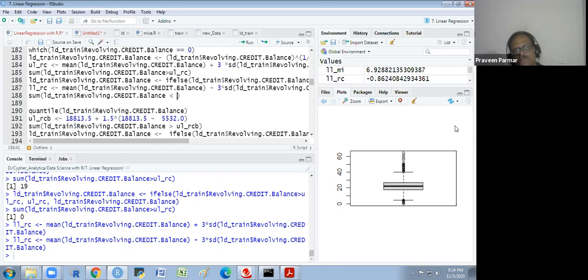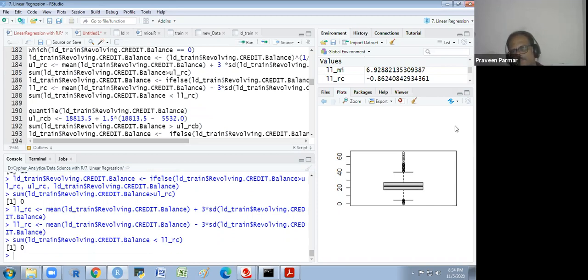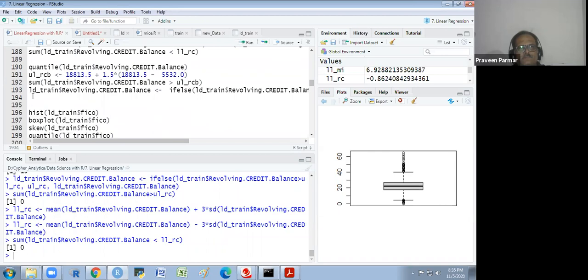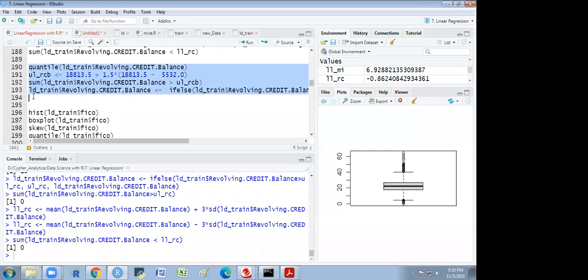We will not get any value, because our limit is very, very low. Yeah, negative. Got it? Yes, sir.